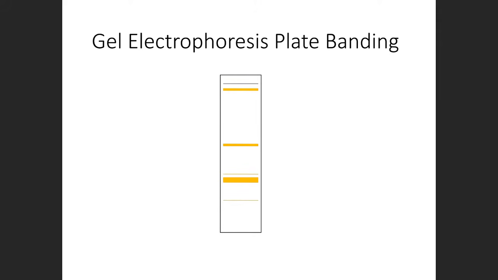And the different strands will separate along the length of the gel. So it's going from one end to the other. And the larger ones have a much harder time navigating their way through the gel than the smaller ones. So the smaller fragments will move through the gel much more quickly than the larger ones.